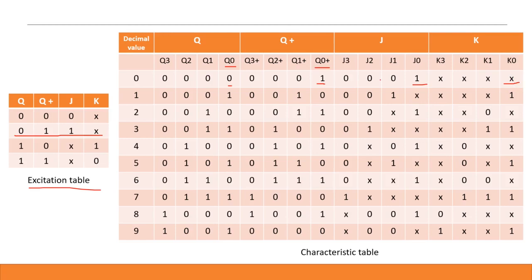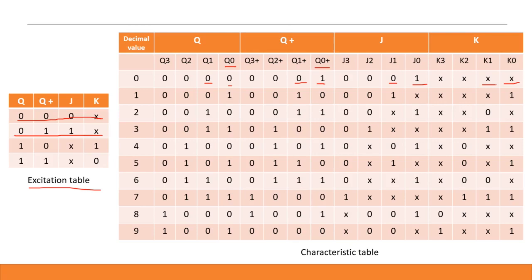And then if you see Q1 and Q1 plus, they're 0 0. For Q and Q plus being 0 0 in the excitation table, we have J and K values 0 and don't care. So here we will write J1 and K1 to be 0 and don't care. This is how we will write the whole characteristic table. It is just lengthy, but it's easy.